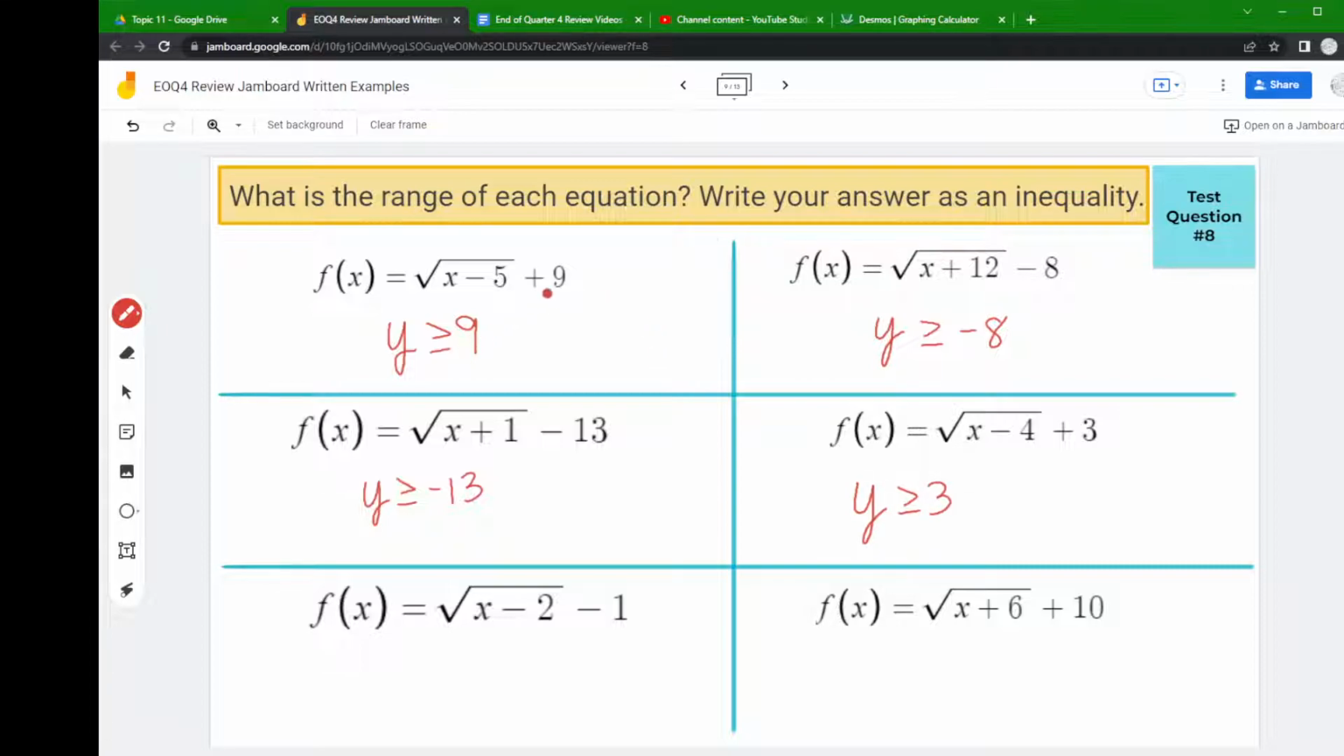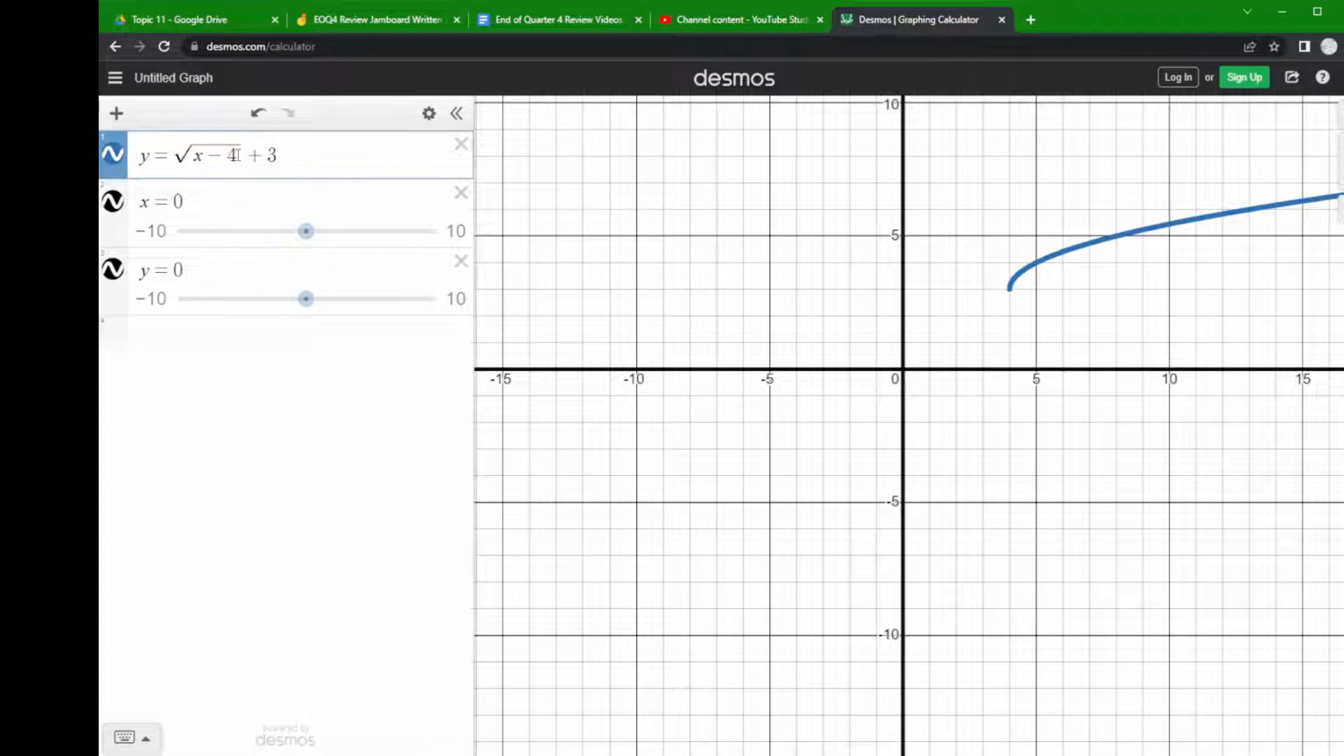Do y'all see the trend here? Whatever that k value is tends to be the expression for the inequality. You just have to be careful that you're talking about y's for the range and that you recognize if there's a reflection or not.